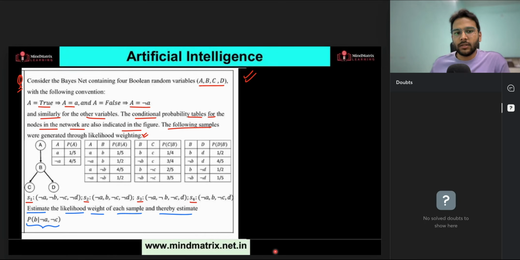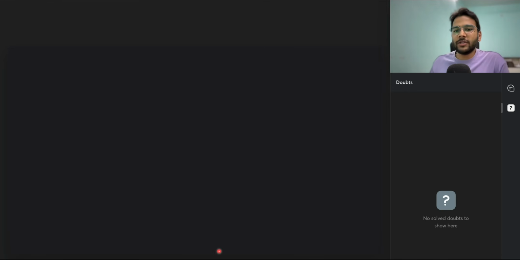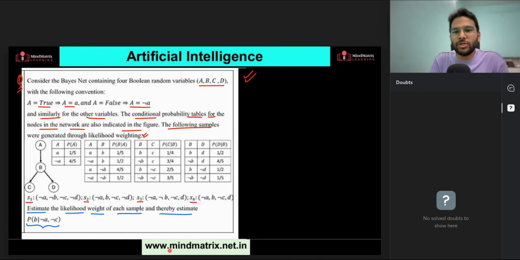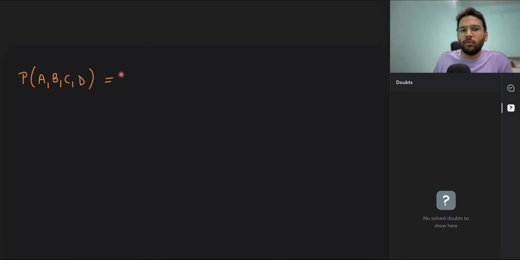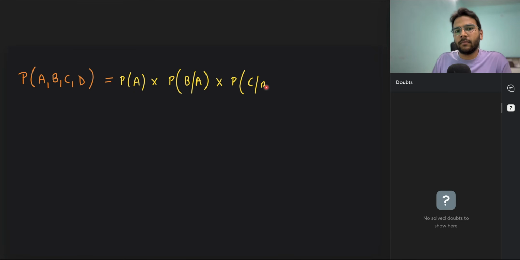Okay, nice. So first of all, what should be the first step you should do? This graph is given to you. The first thing you should do is write the joint probability distribution, because you are going to use it. You know how to write the joint probability distribution for the Bayesian network given to you. So it is going to be probability of A, multiplied by probability of B given A, then probability of C given B, and similarly probability of D given B.